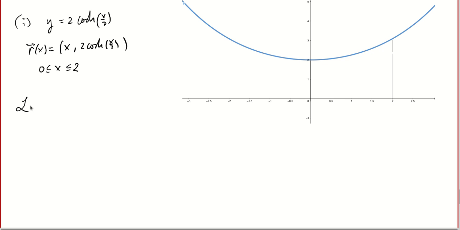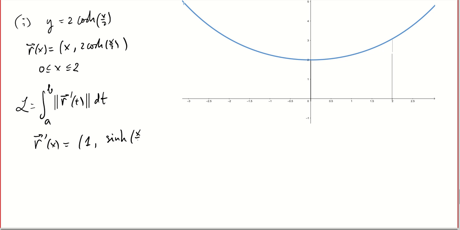The formula for this, remember, is the integral in the parameter of the length of the derivative with respect to the parameter of the parameterization. This is the general formula. In our case, the derivative is equal to 1 and the hyperbolic sine of x half. This is the hyperbolic sine multiplied by 1/2 and by 2, so they compensate. So the length of this derivative is the square root of 1 squared plus the hyperbolic sine squared of x half.